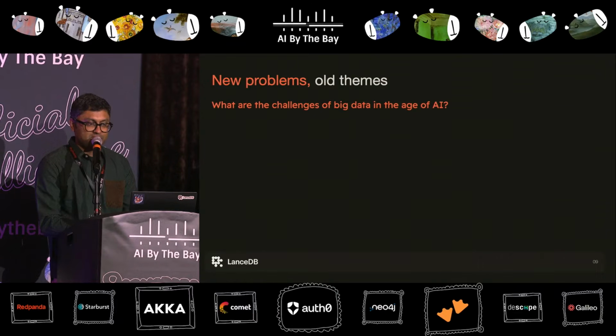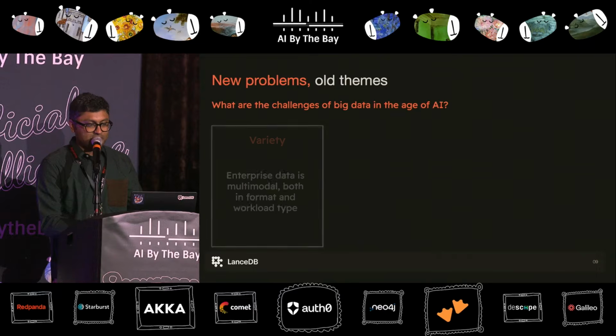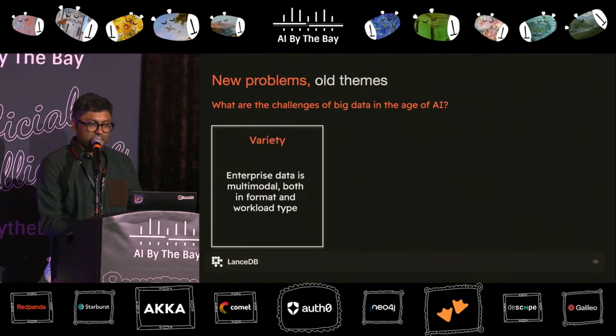And if you've come across the 3 V's of data, I believe it was Gartner that published this terminology very long ago. But the challenges we face in the age of AI are not new. They've been around, but just in a different form today. The first V, that is variety, enterprise data is getting more multimodal and multifaceted in the kinds of workloads that we are seeing.